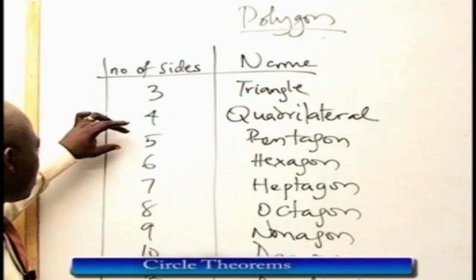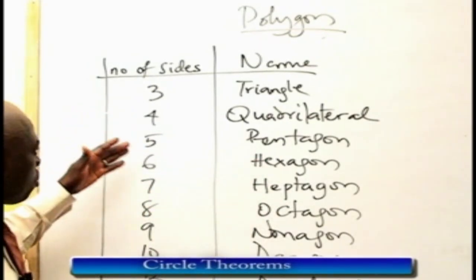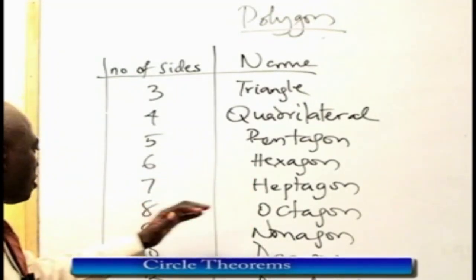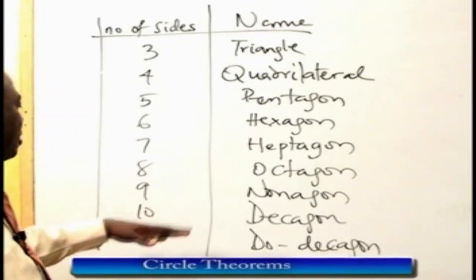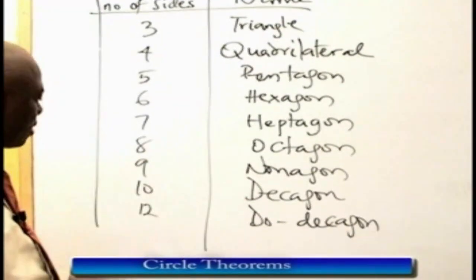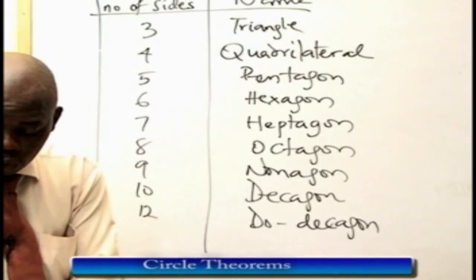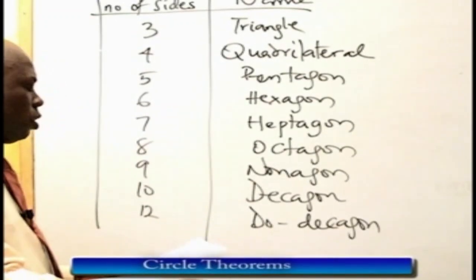Again, shapes with 5 sides are known as pentagon. A shape with 6 sides is a hexagon. Then heptagon for 7 sides, octagon for 8 sides, nonagon for 9 sides, decagon for 10 sides, and dodecagon for 12 sides.